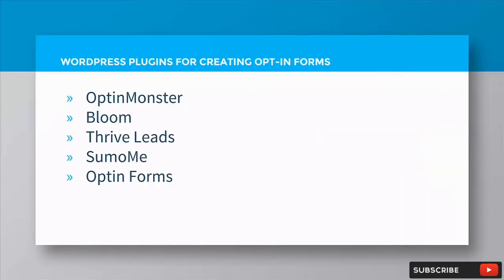Four premium plugins come to mind right away: Opt-in Monster, Bloom by Elegant Themes, Thrive Leads, and SumoMe, which offers a whole suite of digital marketing tools. There's also a great free plugin available from WordPress.org that's simply called Opt-in Forms. All of these integrate directly with the top email marketing platforms.